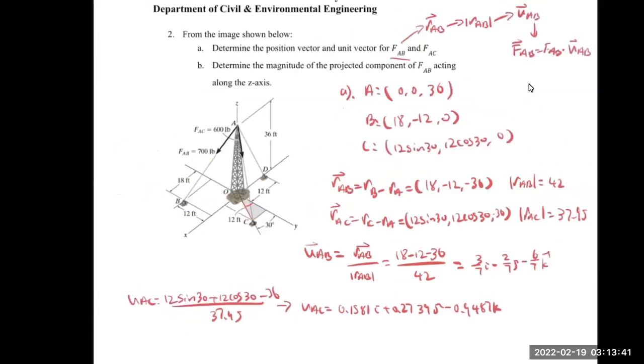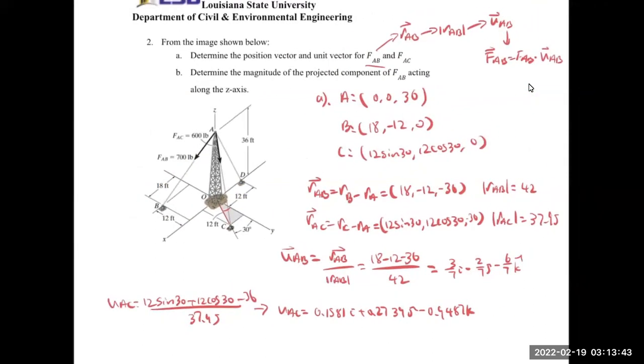Okay, so I answered all of part A, because part A says to determine the position vector and unit vector of FAB and FAC. So here's the unit vector of AC. Here's the unit vector of AB. Here's the position vector of AB and the position vector for AC.